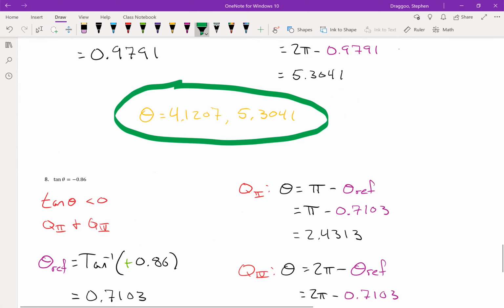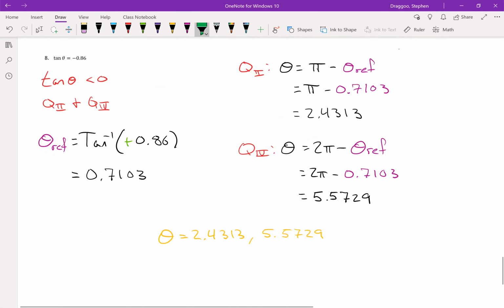And on to question 8. This time it'll be tangent, and the tangent is also going to be equal to a negative number. So tangent of theta is equal to negative 0.86. So tangent is less than 0, because again, tangent is equal to a negative number. And the quadrants where tangent comes out negative are quadrants 2 and 4. So that reference angle should be the tangent inverse of positive 0.86.